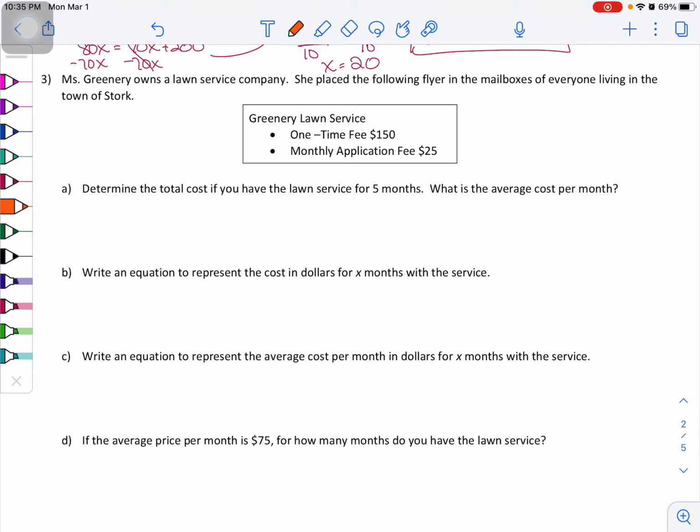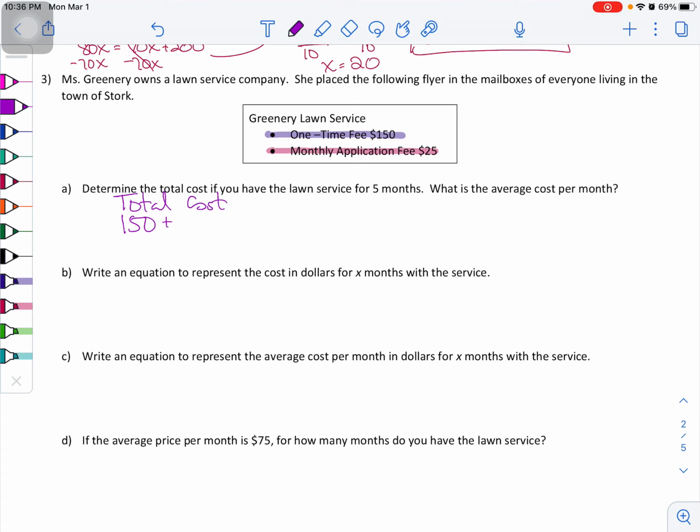So problem number 3, Miss Greenery owns a lawn service. She placed the following flyer in the mailboxes of everyone living in the town of Stork. So let's see, what information is there? There is a one-time fee of $150 and then a monthly application fee of $25. All right, so that one-time fee, you're going to pay it once, and then every month, you'll pay the monthly fee. Determine the total cost if you have the lawn service for 5 months.